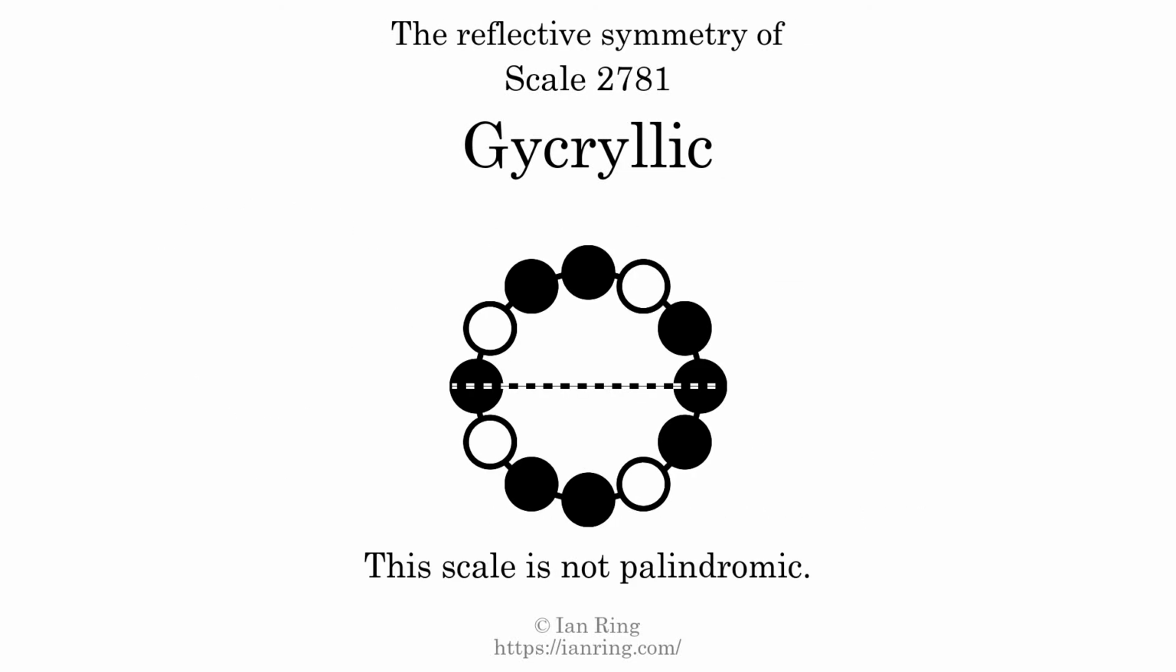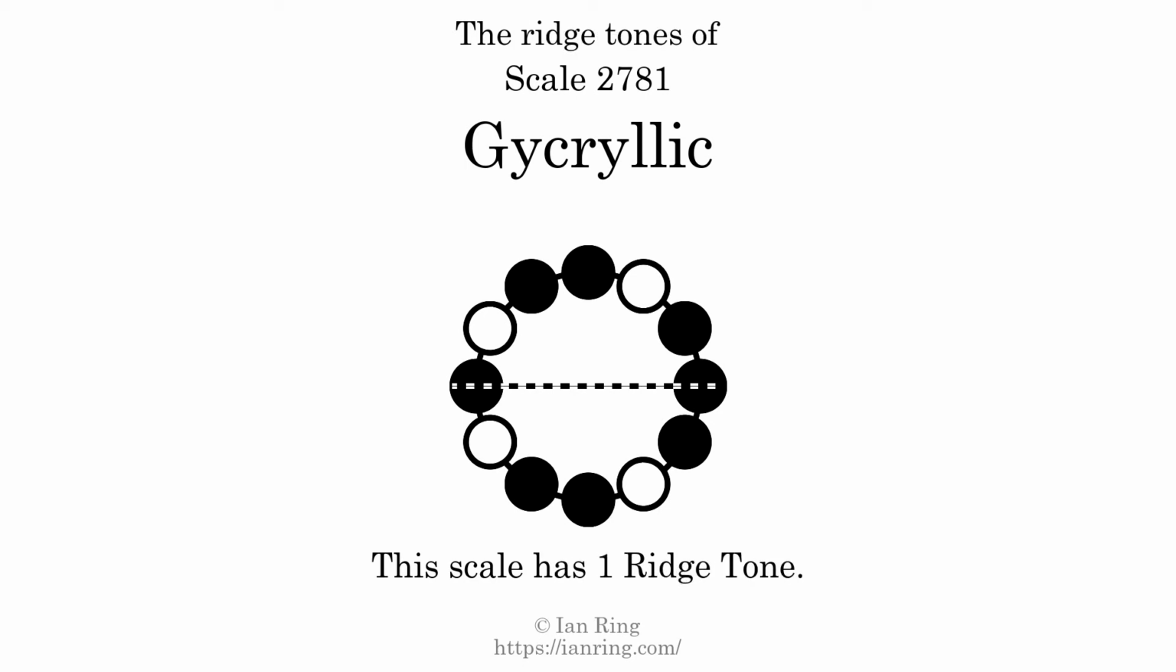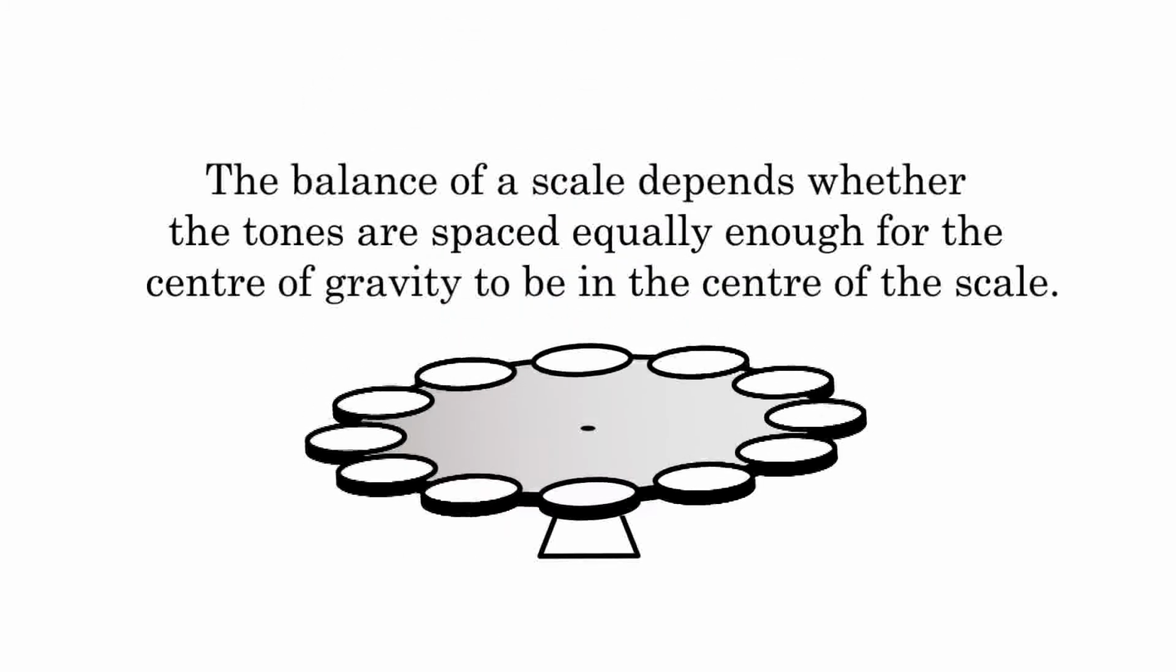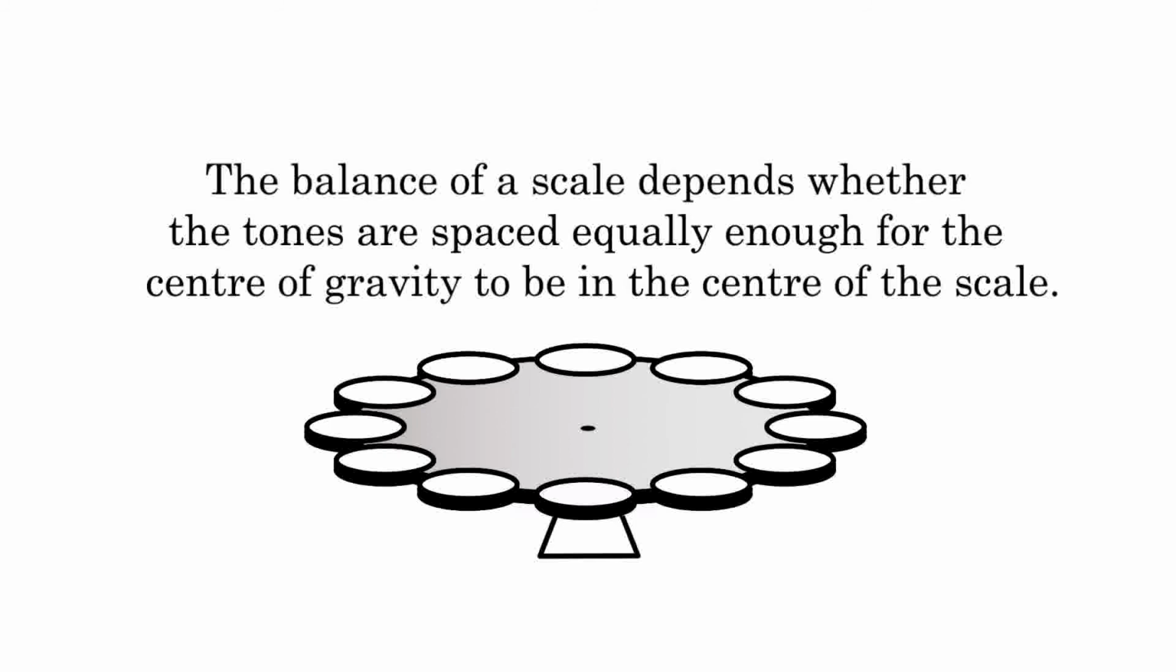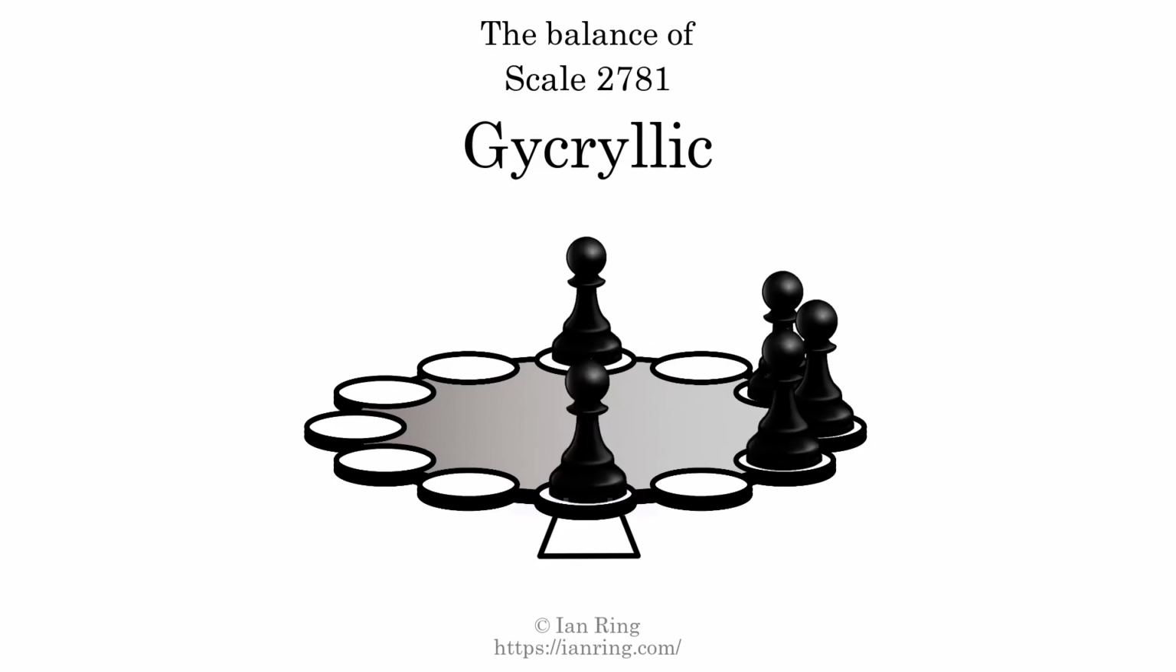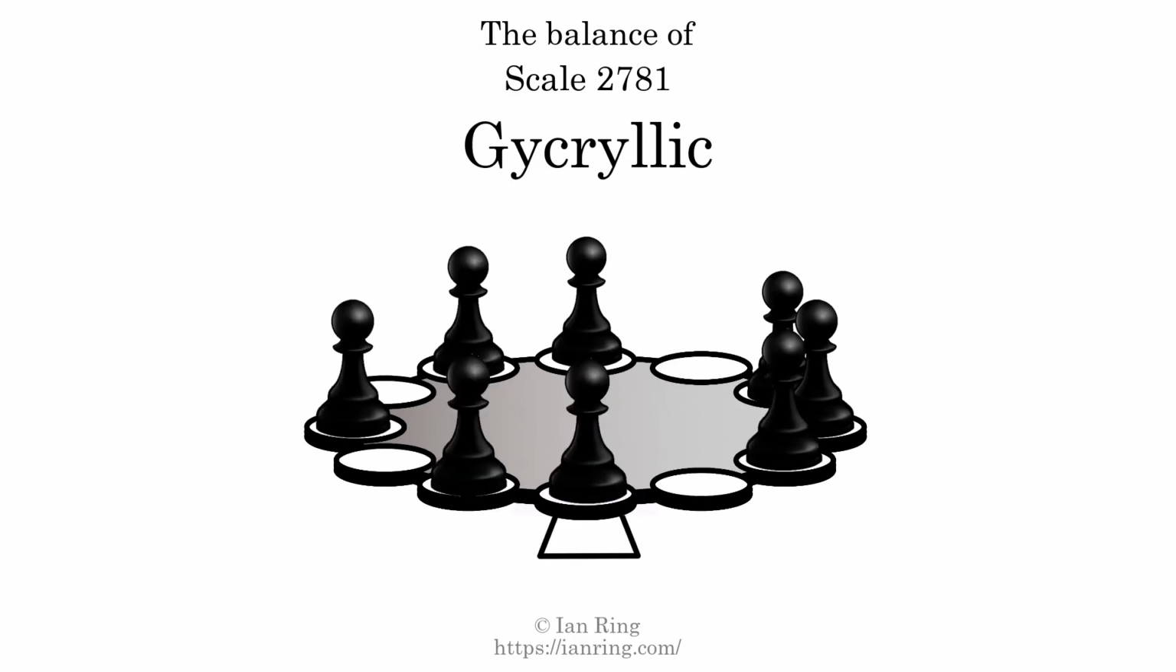This scale has reflective symmetry across an axis. Position 3 semitones from the root. This scale has a different pattern of intervals ascending and descending, so it is not palindromic. This scale has one ridge tone. Here, the balance of a scale depends whether the tones are spaced equally enough for the center of gravity to be in the center of the scale. This scale is not balanced.